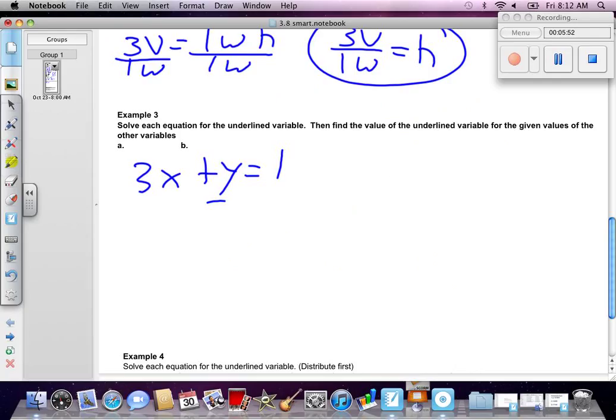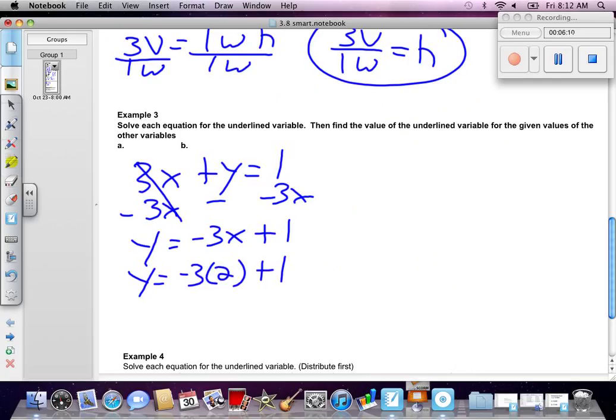Yes, Dina? 3x. So I'm going to subtract 3x from both sides. These are gone. I'm left with y equals negative 3x plus 1. Okay, now x equals 2. So I'm just going to stick in y equals negative 3 times 2 plus 1. Negative 3 times 2 is negative 6. Plus 1 we're going to get y equals negative 5. That's a y or is that a negative 1? That's a y equals negative 5. Good question.